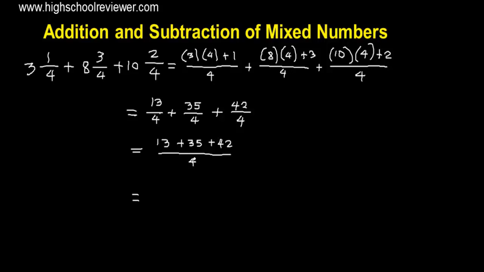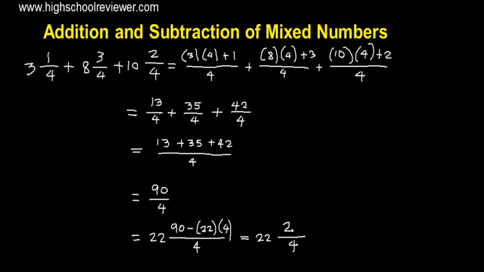13 plus 35 plus 42 is equal to 90. 90 all over 4. We can still simplify this to a mixed number. 90 divided by 4, the whole number here is 22. And the denominator, we will just copy the denominator. For the numerator, that will be 90 minus 22 multiplied by 4, and this will be equal to 2. The denominator is 4, and the numerator here is 2.